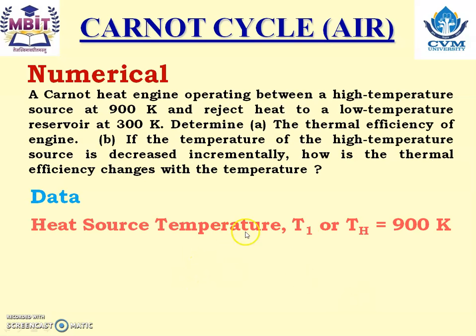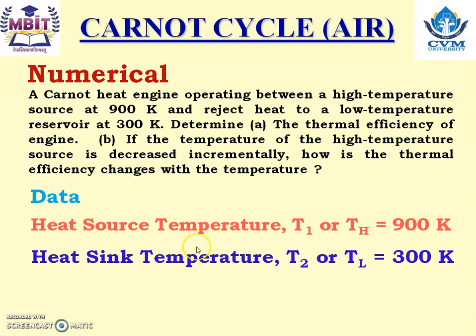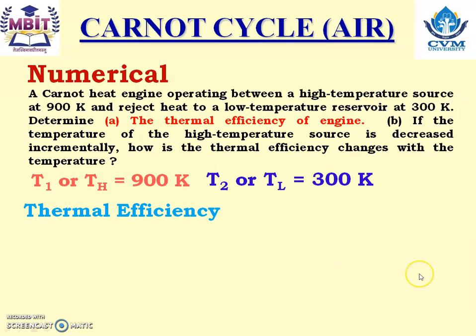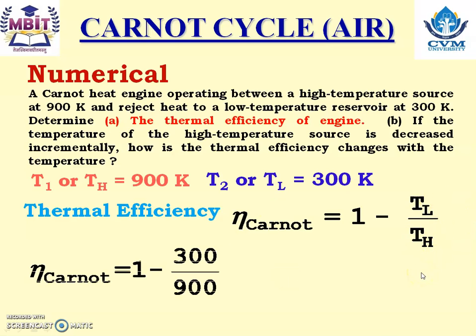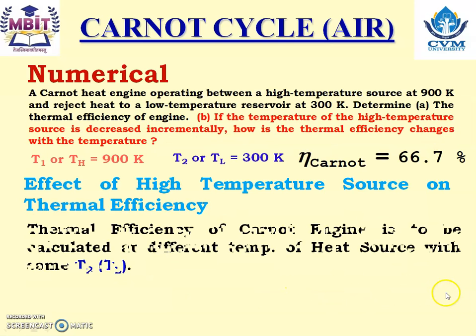Data given, heat source temperature, that is T1 or TH, equals 900 Kelvin. Heat sink temperature T2 or TL is 300 Kelvin. Thermal efficiency, the equation is 1 minus TL by TH. Substituting the value, 1 minus 300 by 900, and therefore the answer is 66.7%. That is the efficiency of Carnot cycle.